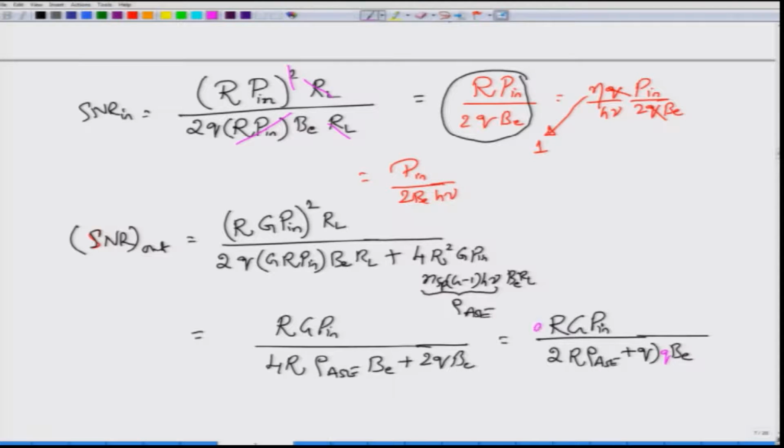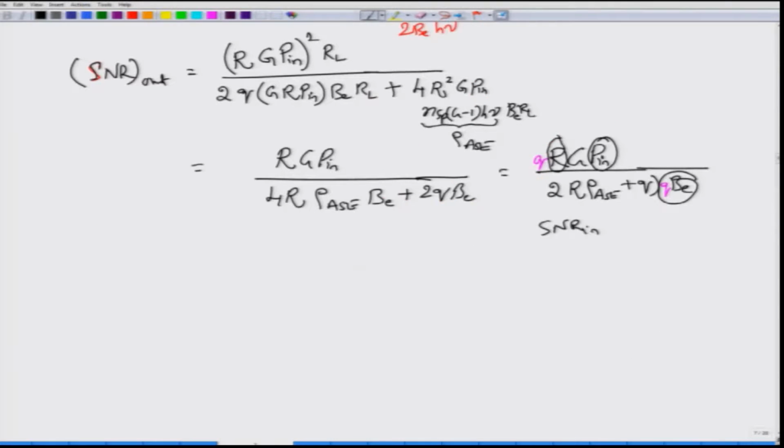If you multiply and divide by Q, you are going to get R P in divided by Q B E. There is a 2 factor of course, because it is 2Q and 4R. So, 2 factor is there. So, these terms R P in over 2Q B E is nothing but the signal to noise ratio at the input. Now, taking the ratio of signal to noise ratio at the input to the signal to noise ratio at the output, the noise factor or the noise figure can be simplified and written as Q plus 2R rho ASE, which is this term in the denominator, divided by Q times G.